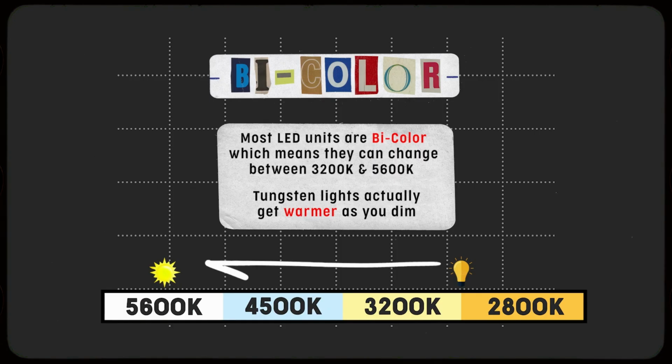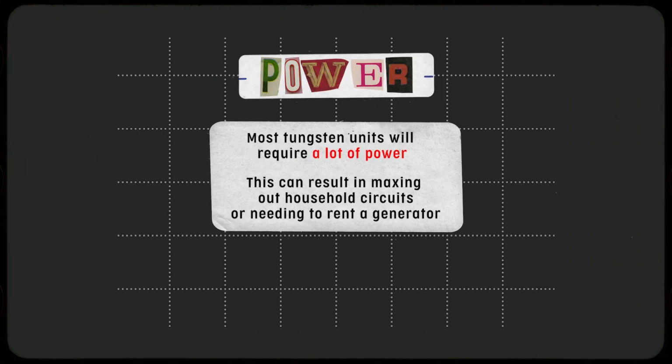I find the fixed color temperature to be a downside because I've gotten very used to lights that are either bicolor or full RGB, meaning that we can swing anywhere from 32 to 5600 Kelvin. Tungsten units, on the other hand, actually get warmer as you dim them, which in most circumstances is not very helpful. Not to mention the dimmer is not built into the light, so that's something else you're going to have to rent as well. I also find another downside of these lights is they require a lot of power, usually 1,000 watts to 2,000 watts on the lower end, and that alone maxes out most household circuits.